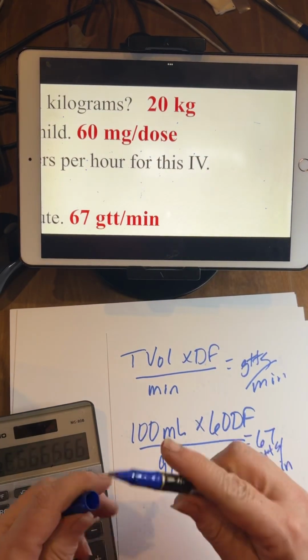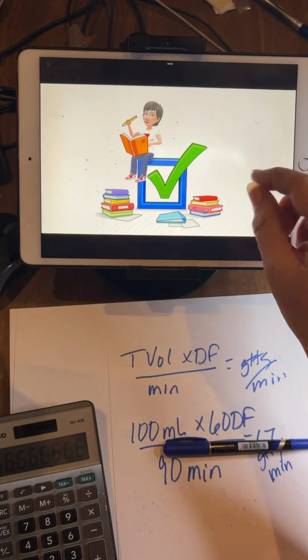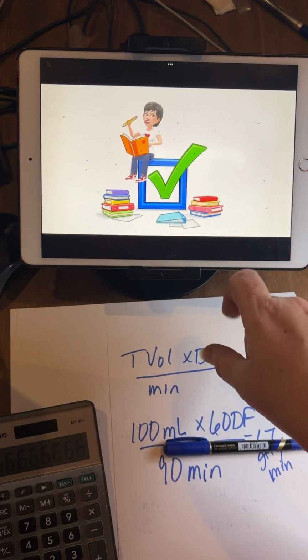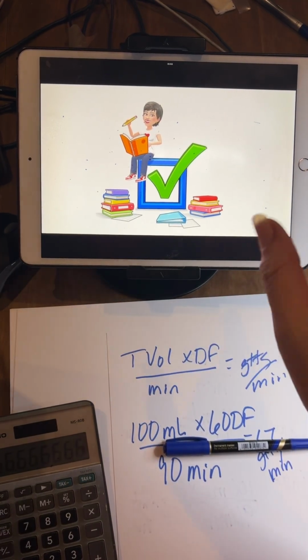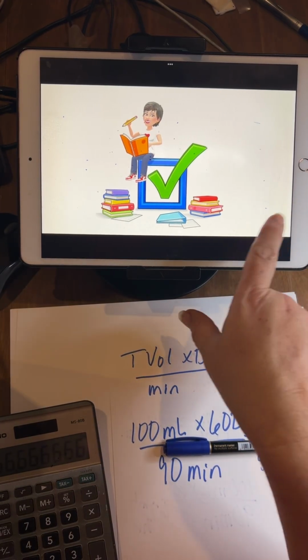I hope it helped. I hope it made it so clear that you just go in there and say, let me show you how to do this right here.